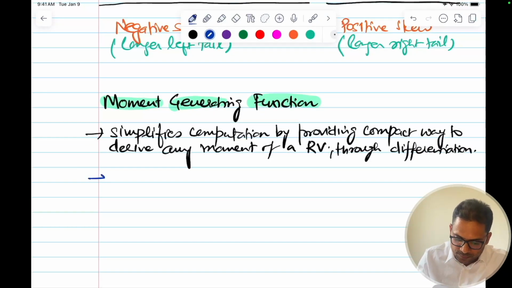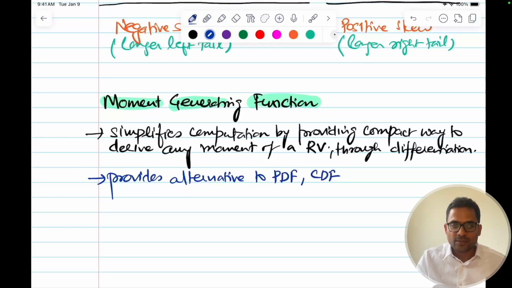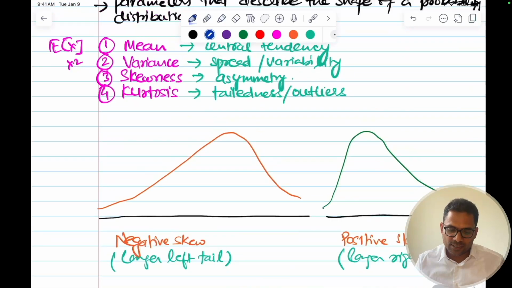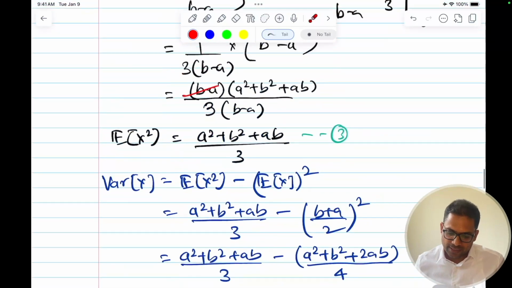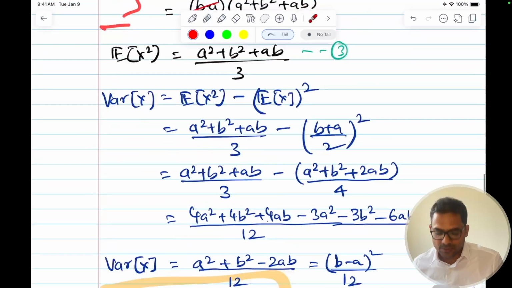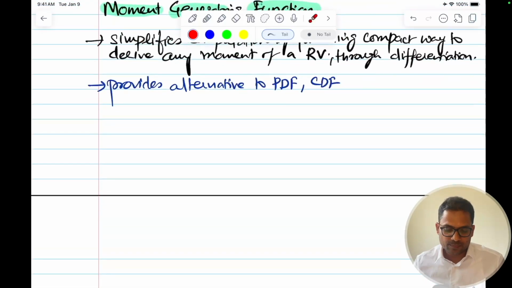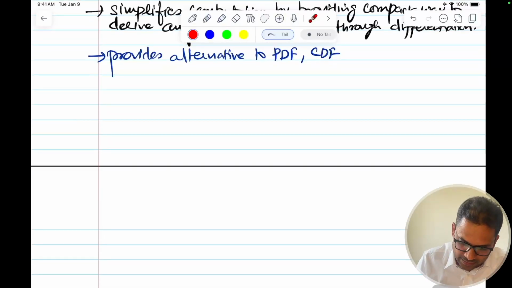So what does it do? This provides us an alternative to the PDF or CDF way to find the moments that we were discussing earlier, right? We integrated all this. You saw for uniform and this thing, right? We integrated and found this. Instead of doing this whole set of steps, this makes our life easier. It provides an alternative to PDF or CDF. So let's continue.